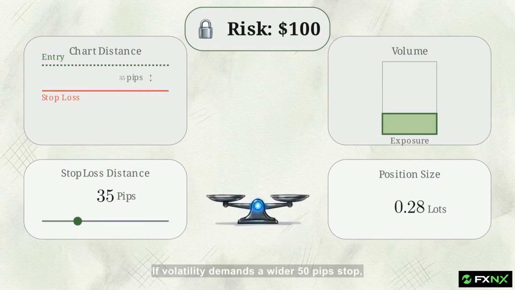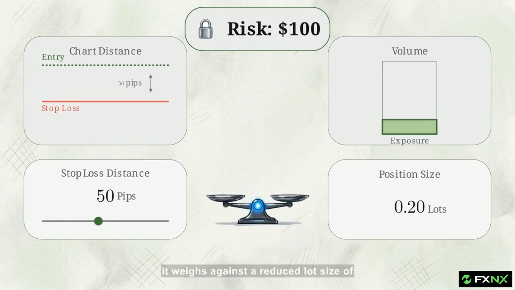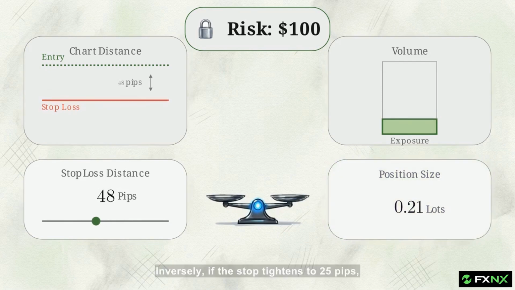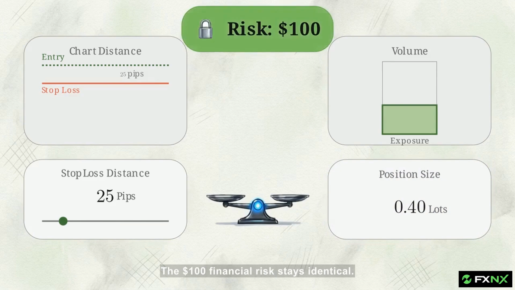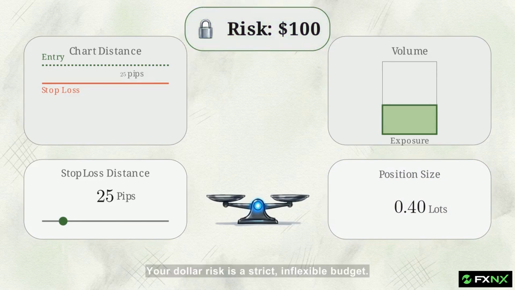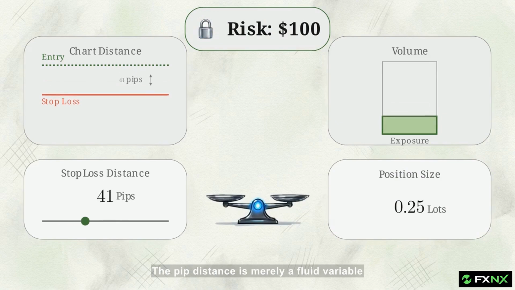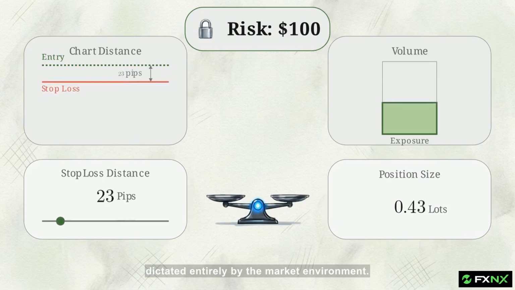If volatility demands a wider 50-pip stop, it weighs against a reduced lot size of 0.20. Inversely, if the stop tightens to 25 pips, the lot size scales up to 0.40. The $100 financial risk stays identical. Your dollar risk is a strict, inflexible budget. The pip distance is merely a fluid variable dictated entirely by the market environment.